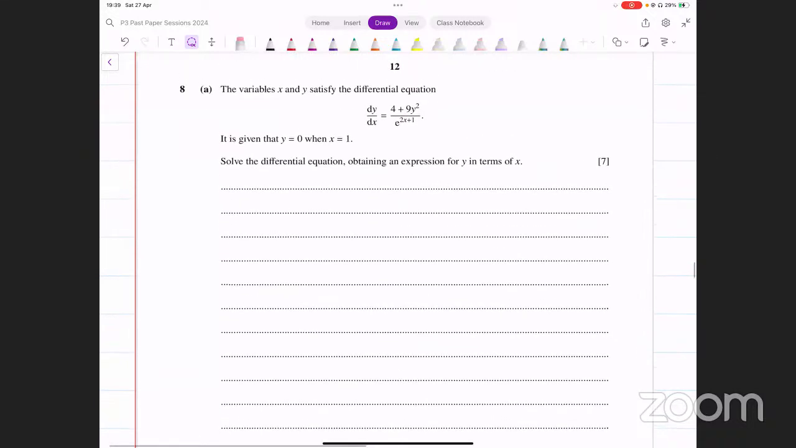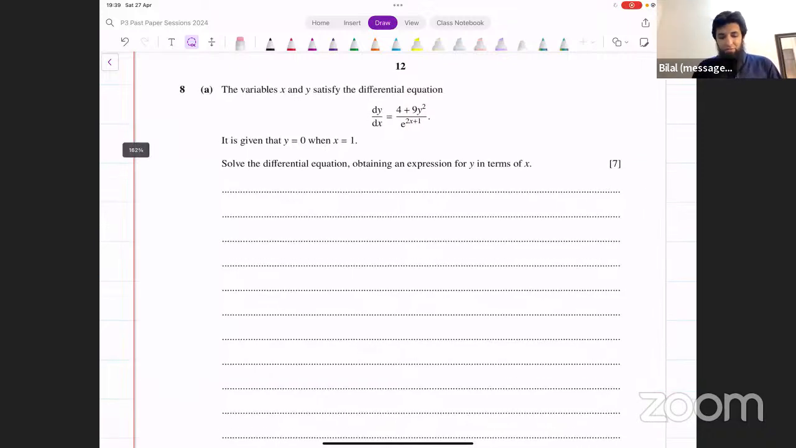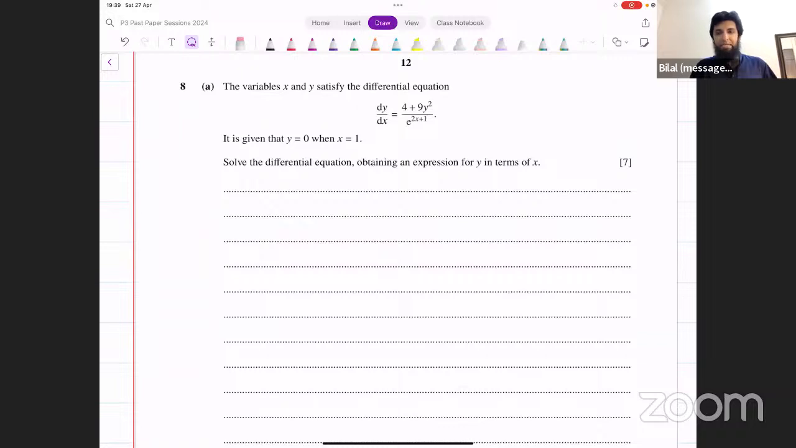Okay, question number 8 from this paper. Let's have a look at this. It says the variables x and y satisfy this differential equation. It's given that y equals 0 when x equals 1. Solve the differential equation obtaining an expression for y in terms of x.